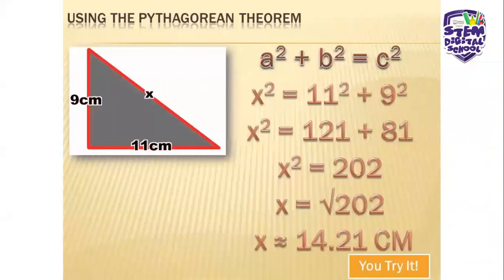And then you should know by now, even though we rushed it the last time, that if you add 121 and 81, you get 202. So the final answer will be the square root of 202. And as you should know by now, the square root of 202 will give you 14.21. So basically, that is what we mean.